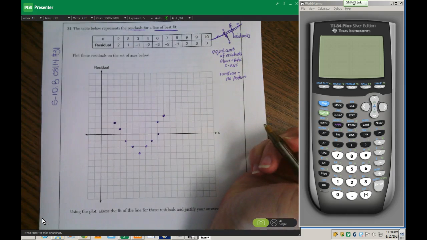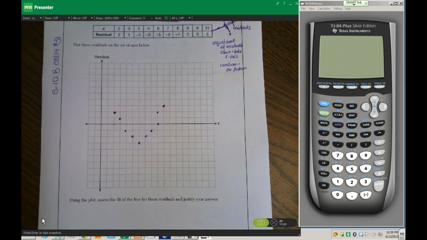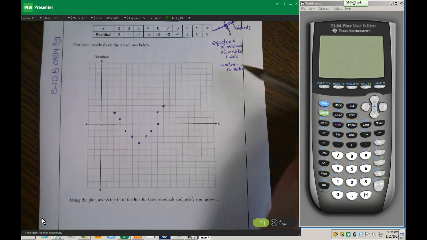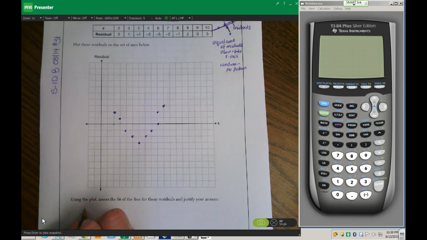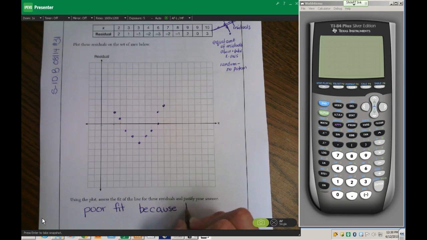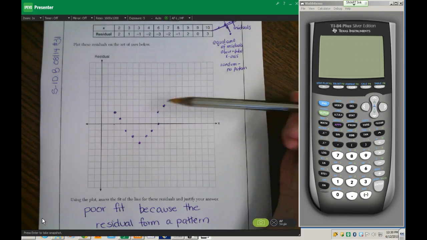So it says, using the plot, assess the fit of the line for these residuals and justify your answer. Well, what we had already talked about is that residuals should not have any pattern. They should be randomly placed dots. But we can see right here the pattern that's going on. So we are going to say that this is a poor fit, because the residuals form a pattern.